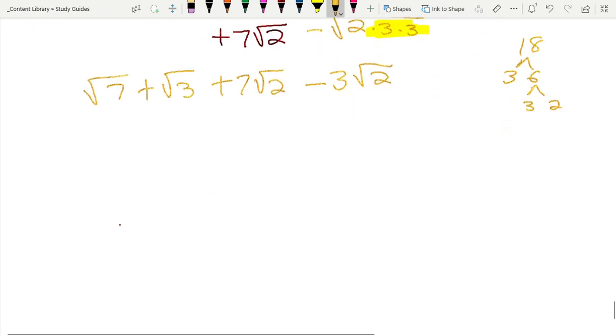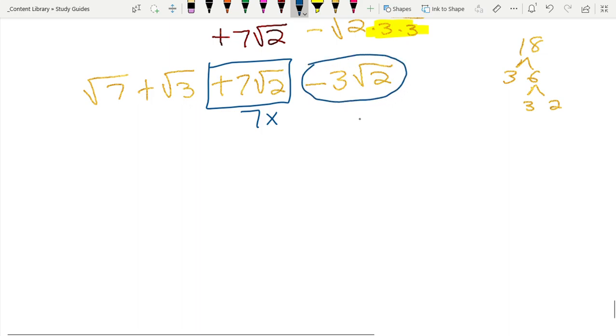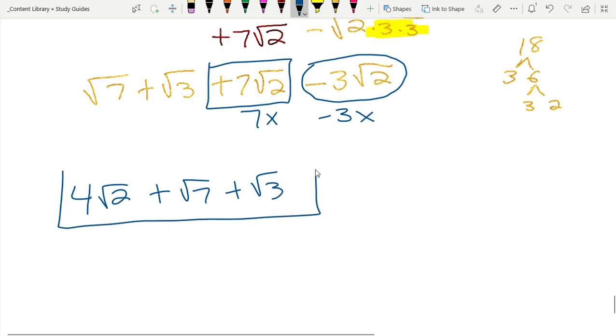Now we can do some work, because now I can add things together. I've got a 7 root 2, which is just like a 7x, and I have a minus 3 root 2, which is just like a minus 3x. So 7x minus 3x is 4x, but I'm not going to write x, I'm going to write that it's root 2, and then plus root 7 plus root 3. So we see that radicals have the same rules as variables do.